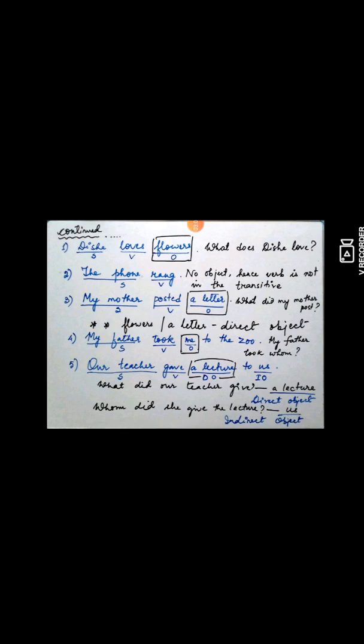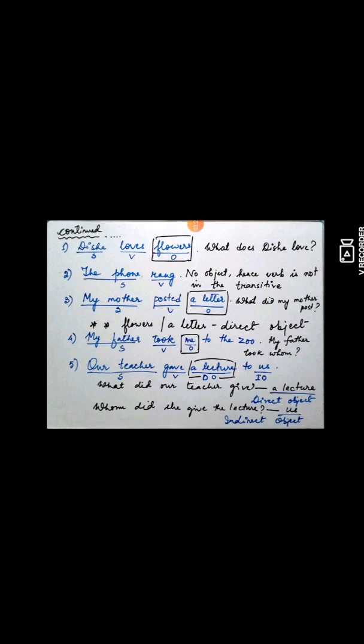The phone rang. Here in this sentence, the phone is the subject, rang is the verb. We find no object here at all. Hence, can we say that the verb rang here is transitive? No, we cannot, because a transitive verb has to take an object after it. So this is not a transitive verb.